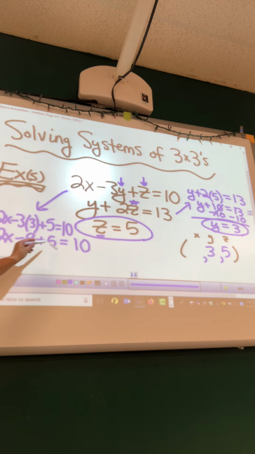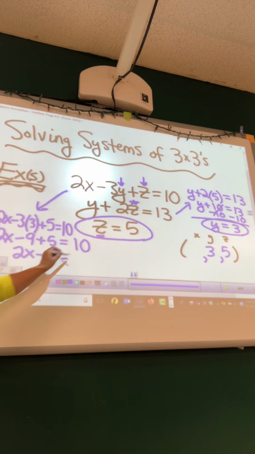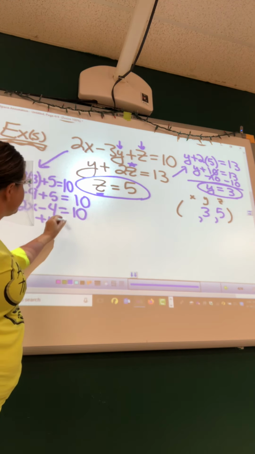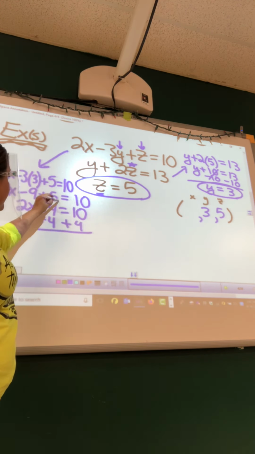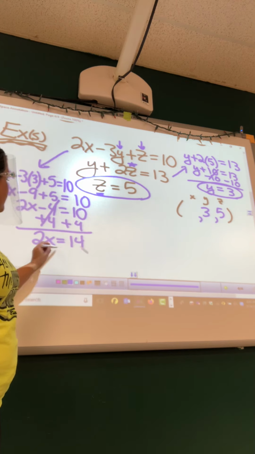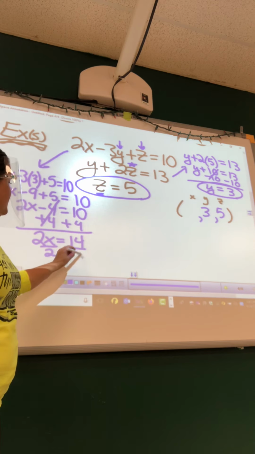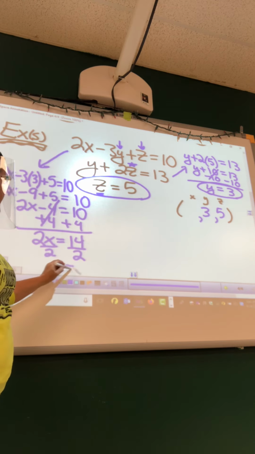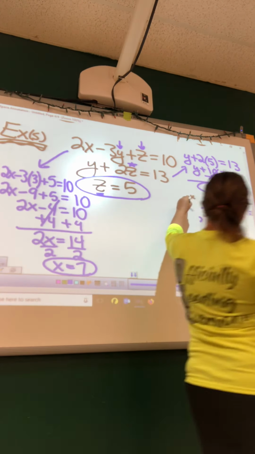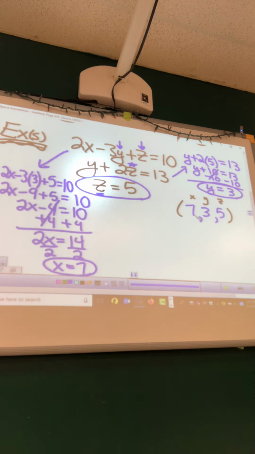We can combine like terms. So 2x minus 4 equals 10. I can move my 4 over. What I do to one side, I do to the other. 2x equals 14. And dividing by 2 gives me x equals 7. And we just found our ordered triple.